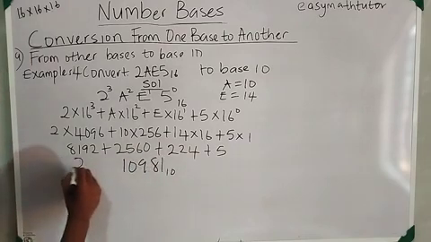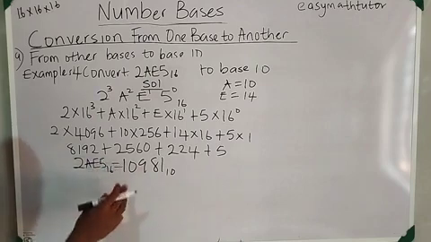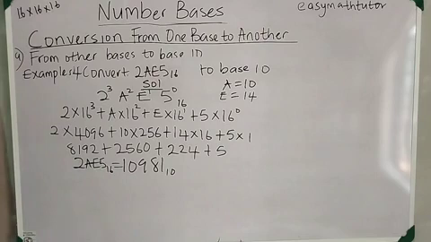So it means that 2AE5 in base 16 is equal to 10,981 in base 10. I believe with these examples, you understand better how to convert from any base to base 10.